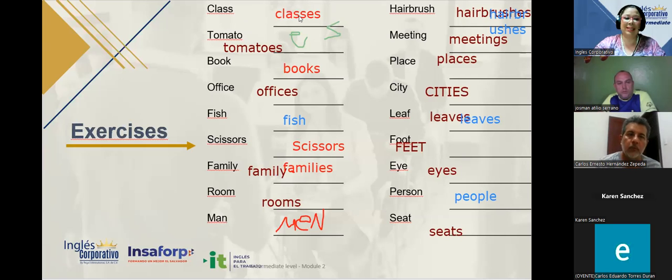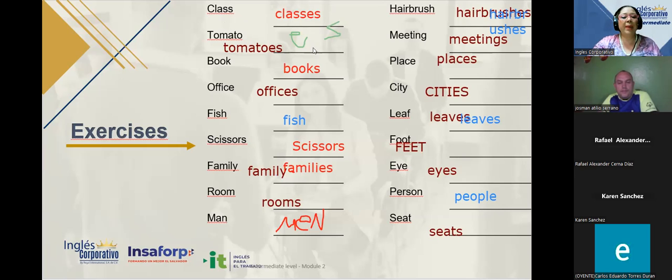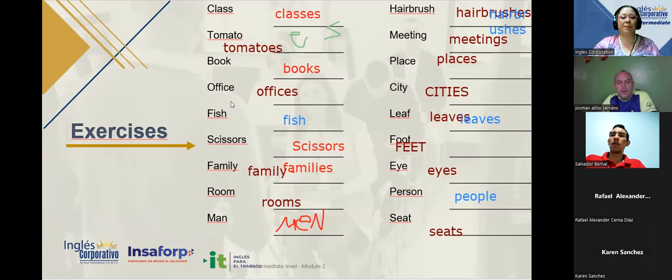Class, classes. Open your mouth and pronounce correctly. Class, classes. Everybody, please repeat after me. Class, classes. Tomato, tomatoes. Book, books. Office, offices. Fish, fish. Scissors. Family, families.